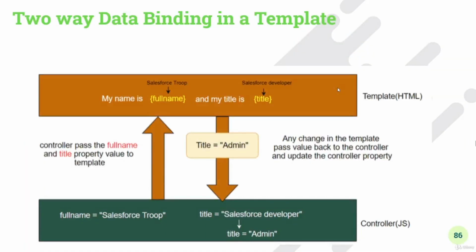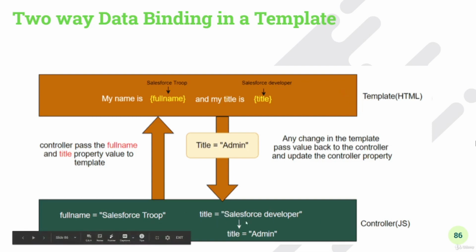In the previous video we saw how I'm passing the data from JavaScript to HTML, but now I want that whenever the user changes something on the screen, that is on HTML, my property should update in the JavaScript as well. So that is two-way binding: the binding from JS to HTML and from HTML back to JS. Look at this example.